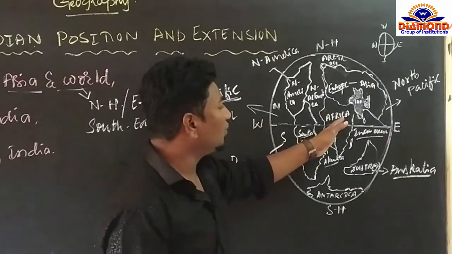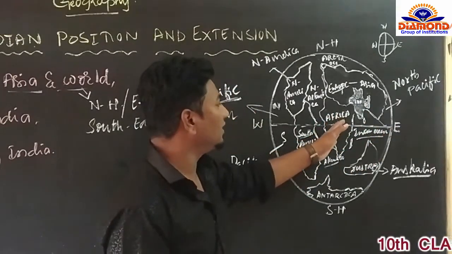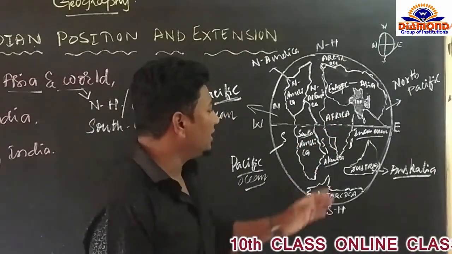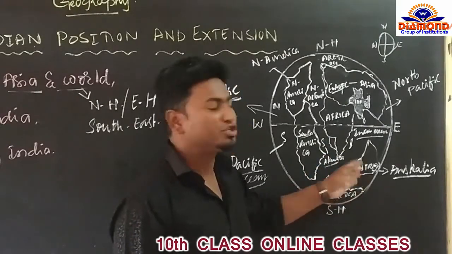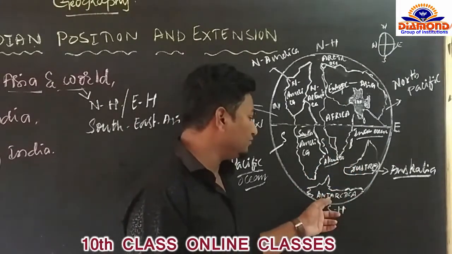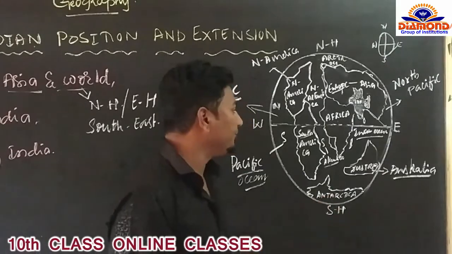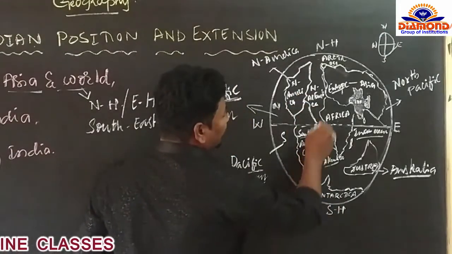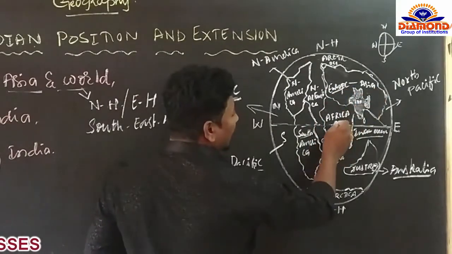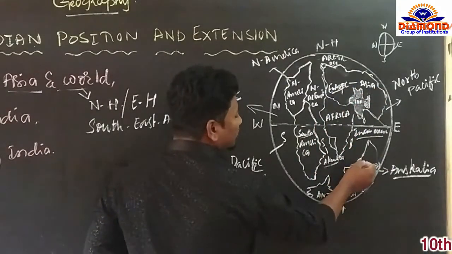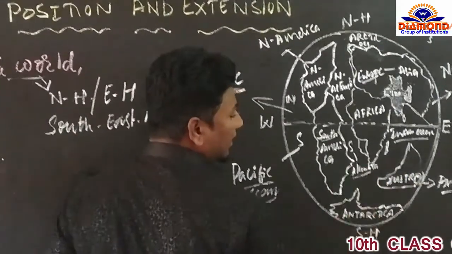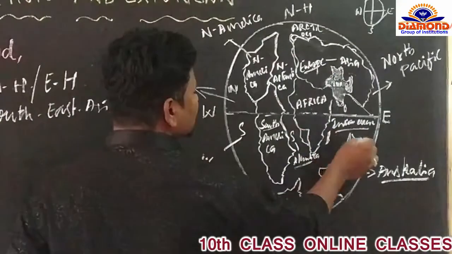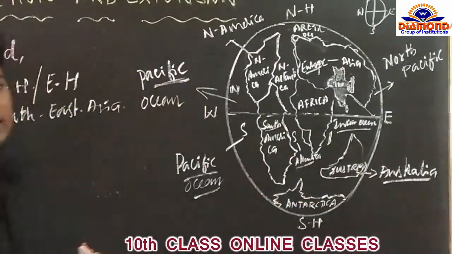Then we go towards the Africa continent. Then we come down, we see the Australia continent. Then we come down, we also see the Antarctica continent. So overall, there is North America, South America, Europe, Asia, Africa. Then we come to Australia, Antarctica. So there are 7 continents on this earth.